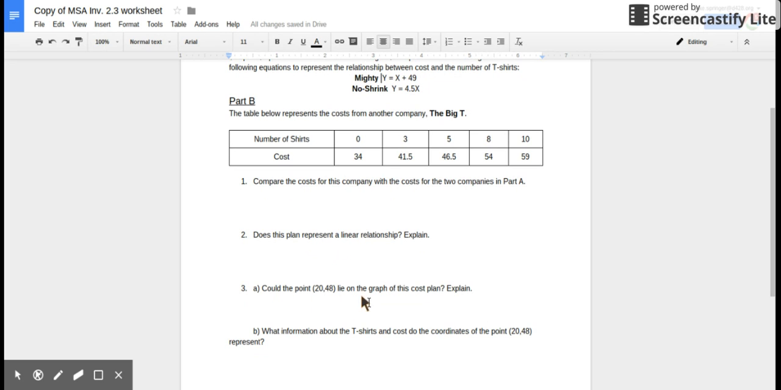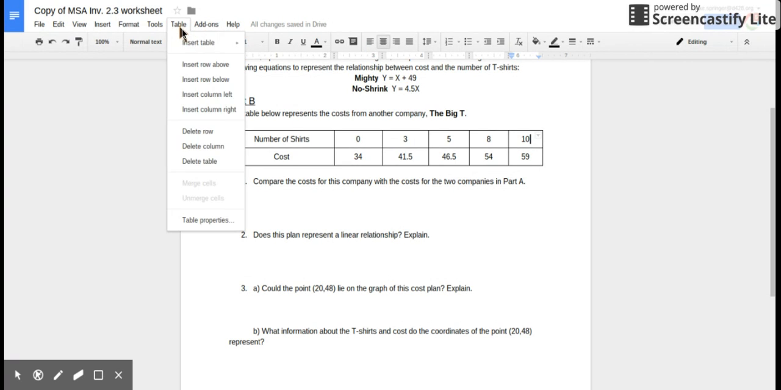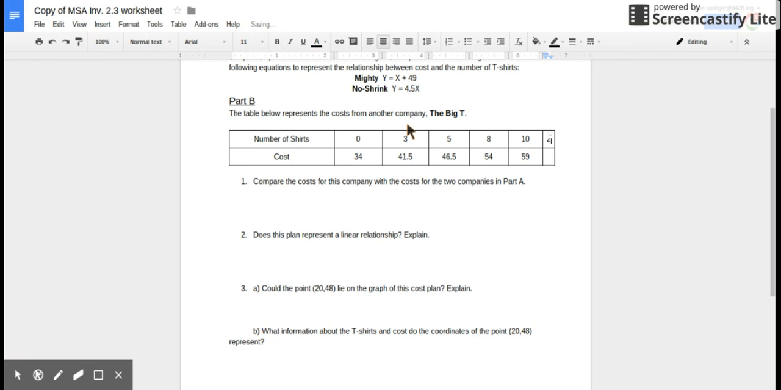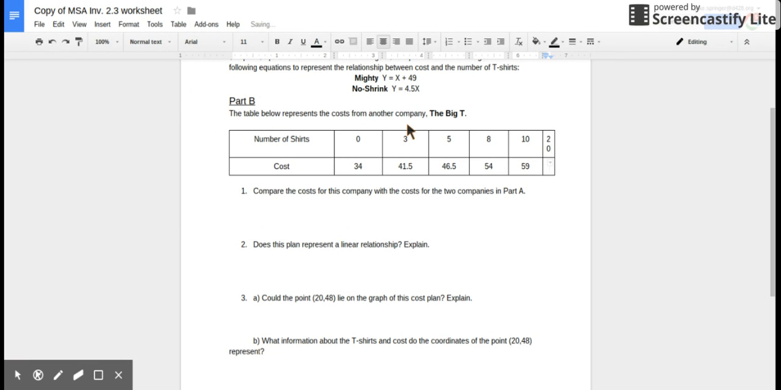Could the point (20, 48) lie on the graph of this cost plan? Well, the point (20, 48), that's just the point (x, y). So if we look over here, our top row is x and our cost is our y. So when they ask, does (20, 48) work with this table? Let's just put it in. Let's see how it looks. So we have (20, 48).